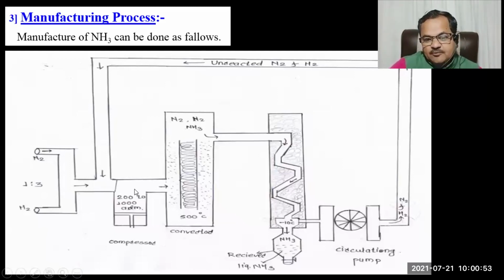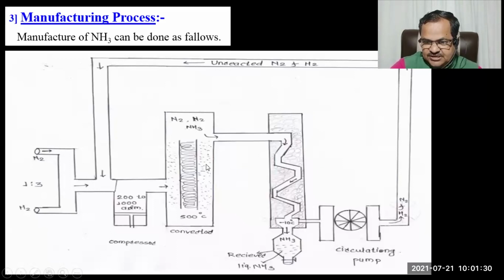Then after compressing these N2 and H2 gases, these gases are fed to what is called the converter. This is the converter. Converter means it converts reactant into products. That's why it is called a converter. This converter is a steel cylinder. All are steel cylinders actually. And here there is a heating coil. This heating coil, electric coil, is heated up to 500 to 550 degrees Celsius.